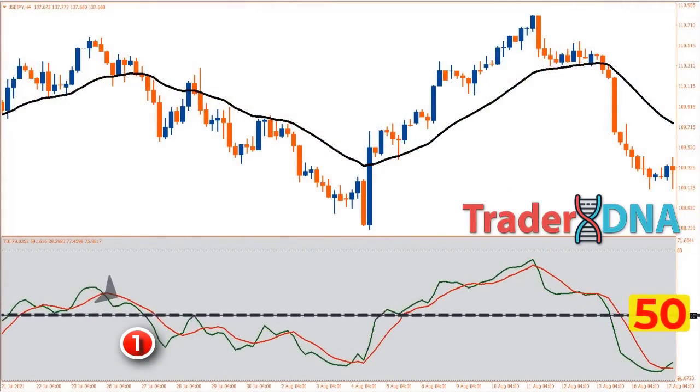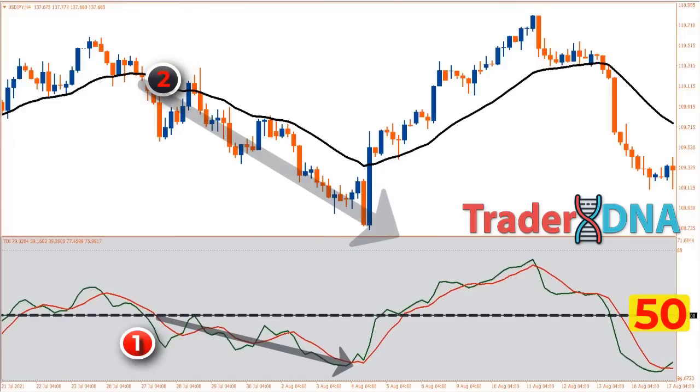When the red line is below 50 and sloping downwards, it indicates that the current market trend is bearish and has a high probability of remaining bearish in the medium or long term. Step number 2. The price is below the 25-period EMA line.